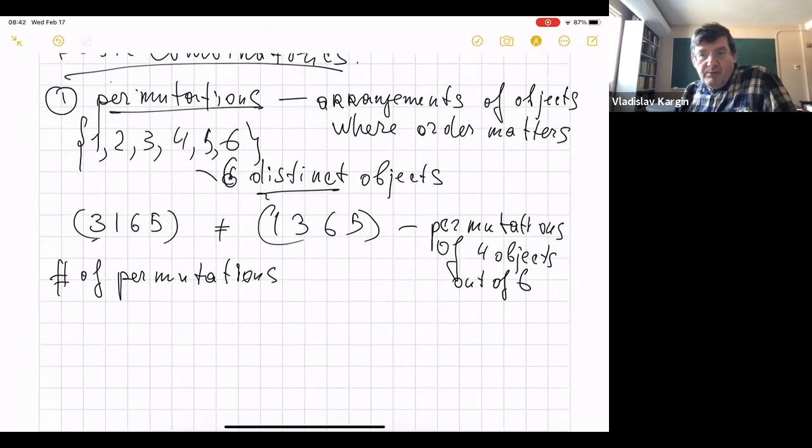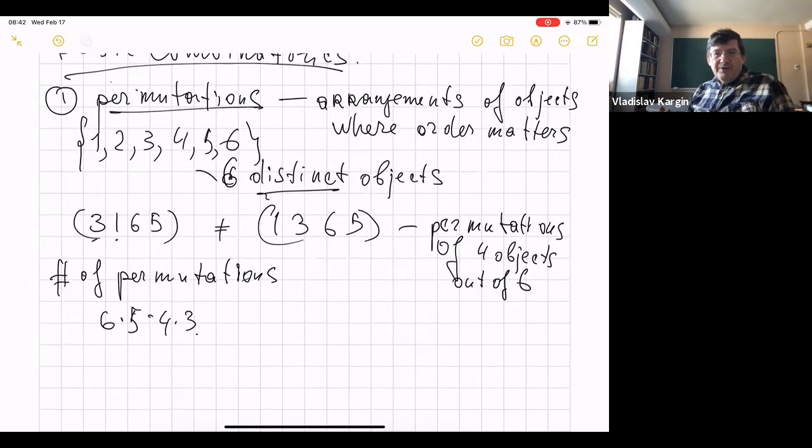The first element can be chosen in 6 ways. For the second object, 1 is already used, so it can be chosen in 5 ways, and so on, until the last one can be chosen in 3 ways. Implicitly here, we are using the multiplication rule: if you have some number of choices at the first step of a procedure, some number of choices at the second step, and so on, we just multiply them to get the total number. So here we get this.